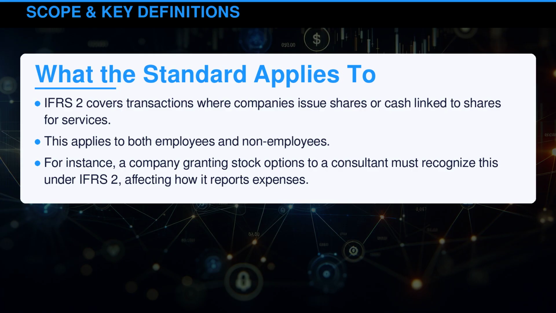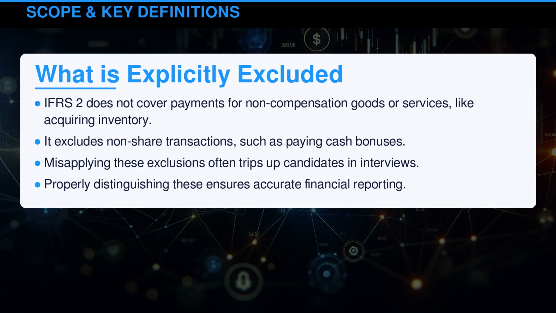how it reports expenses. International Financial Reporting Standards 2 does not cover payments for non-compensation goods or services, like acquiring inventory. It excludes non-share transactions, such as paying cash bonuses. Misapplying these exclusions often trips up candidates in interviews. Properly distinguishing these ensures accurate financial reporting.